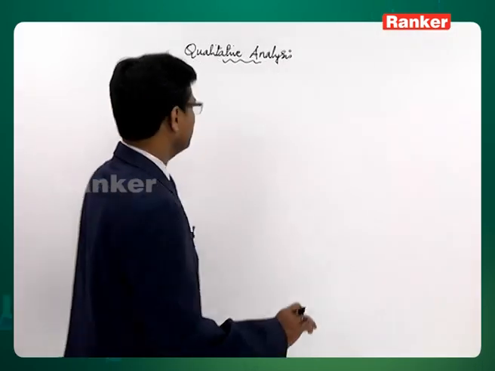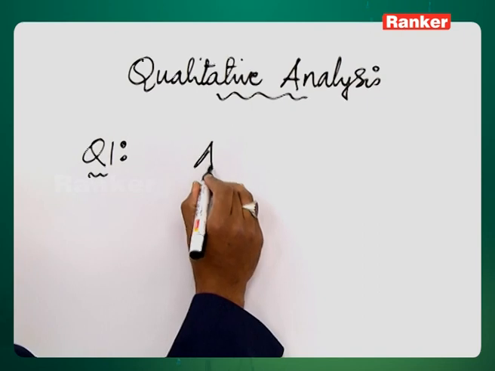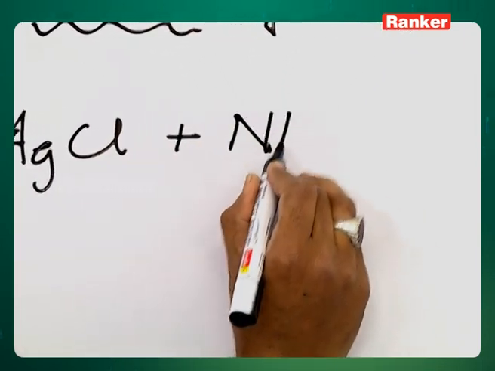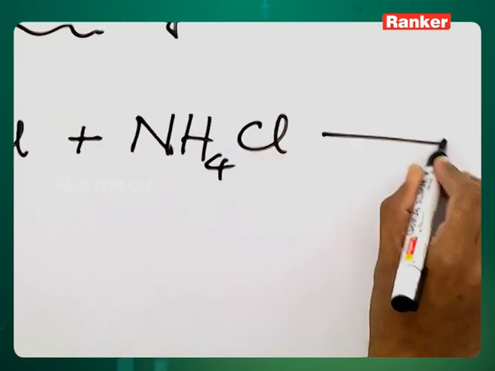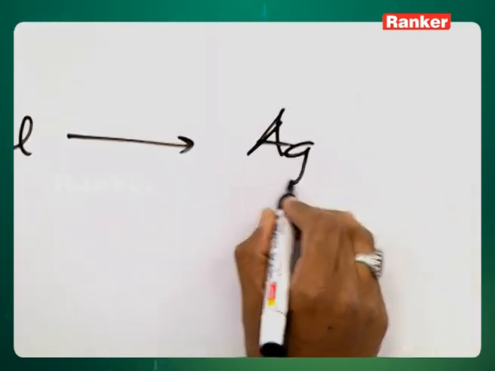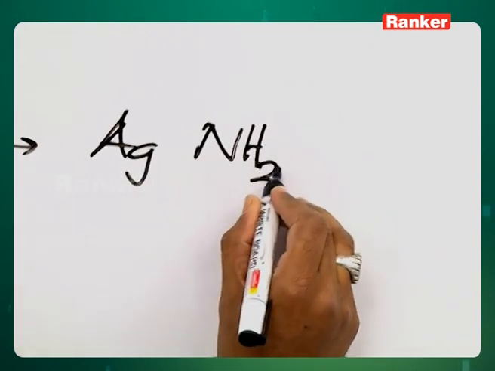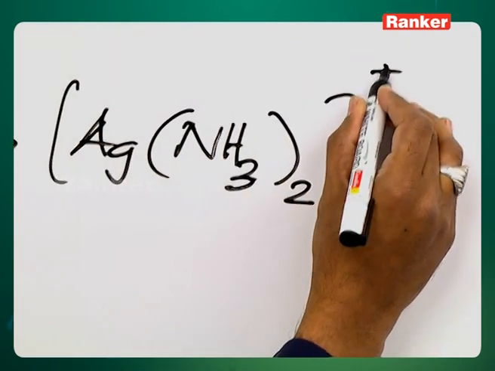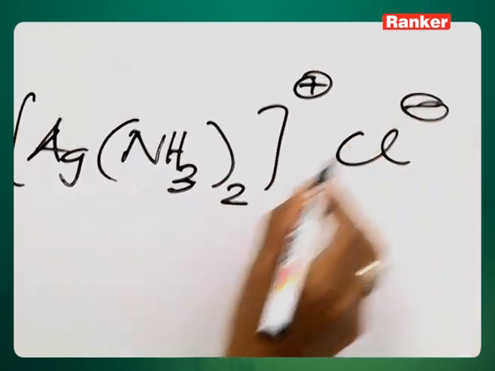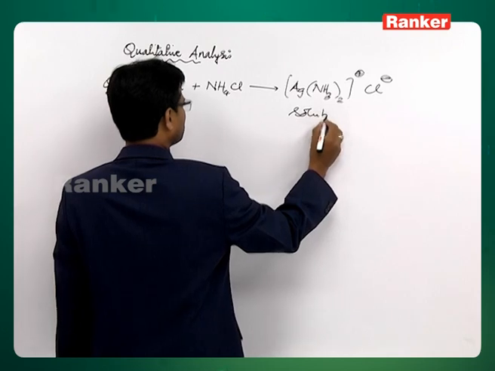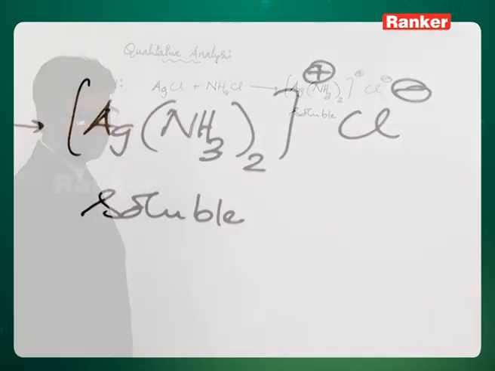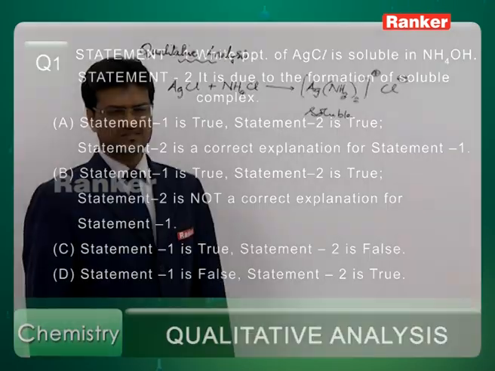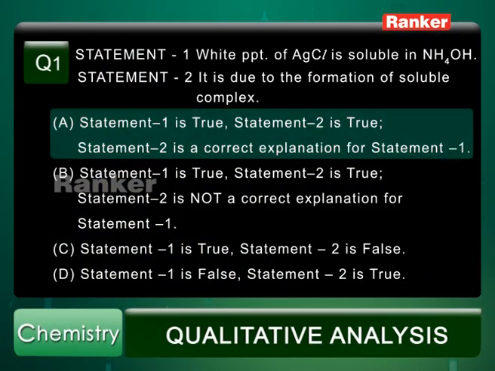Let's look at the equation. AgCl, when it is treated with ammonium hydroxide, the precipitate will dissolve and you get a linear complex of silver. This is the soluble complex. So, AgCl is soluble in ammonium hydroxide and the solubility is due to formation of a complex species. So, therefore, the correct answer is option A.